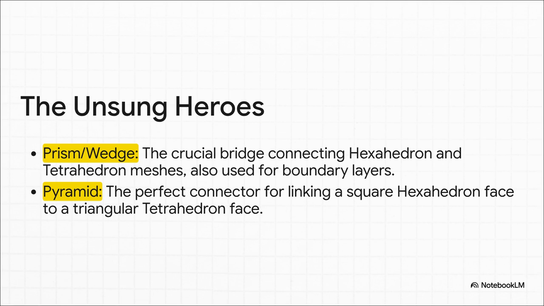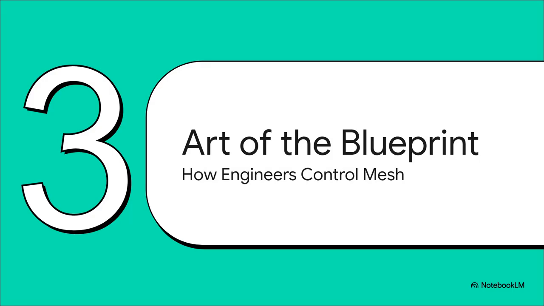So, what do you do when you want the best of both worlds? Maybe you want those beautiful structured hex bricks in one area, but you need the easy automatic TET pyramids in another. Well, this is where the unsung heroes of meshing come in. You've got prism and pyramid elements. They're like the perfect diplomats, the connectors that can build a seamless bridge between the two, letting you create these awesome hybrid meshes.